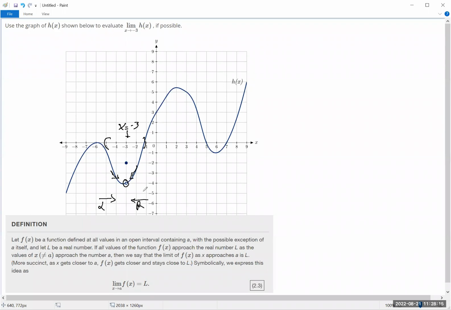Therefore, the limit of h of x as x approaches -3 is equal to -4, no matter that the actual value of h of -3 is different. In this case, the actual output is -2, but we're more interested in this open interval and what's happening as values approach from the left and or the right.